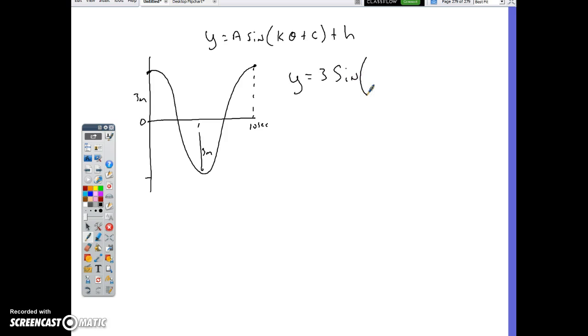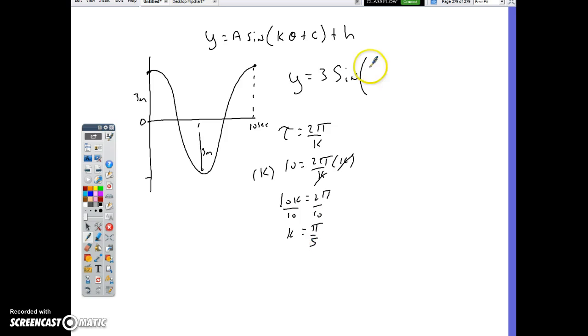Hey, I need a K. Well, period equals 2 pi over K. Agreed? What is the period of this wave? 10. So 10 equals 2 pi over K. We use our trick. I'm going to move my K over here. Any chance K is 0? No, that's just silly talk. So then 10K equals 2 pi. How do I solve this? Divide by 10. And I get K equals pi over 5. Agreed? So I'm going to put pi over 5 right here for K times.